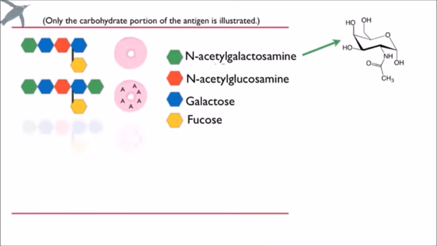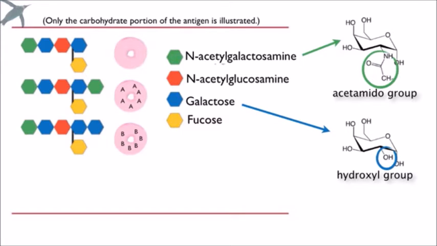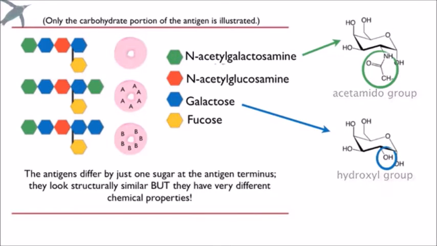People with B antigen, instead of adding that, you add a galactose, which looks like this. And when you look at these, you'll notice that they're very similar in structure. This is an acetamine group, and this is a hydroxyl group. Even though they look similar, chemically they are very different.